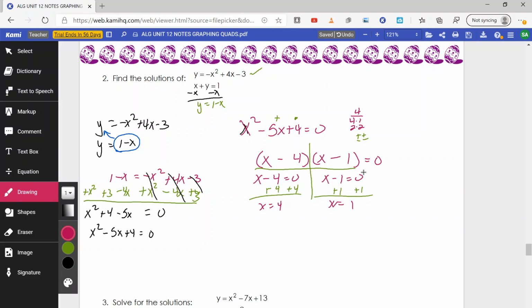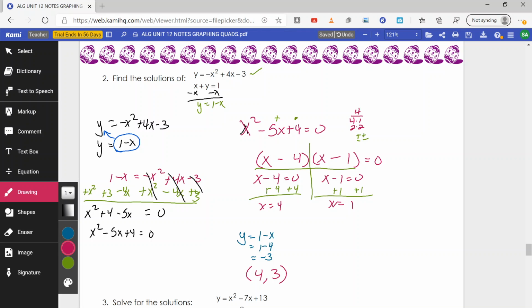So this means I'm going to have two answers. One is going to have an x value of 4. The other is going to be an x value of 1. So what I want to do is use my linear equation that we came up with, y equals 1 minus x. In this case, x is 4. So 1 minus 4 gives me negative 3. So this means when x is 4, y is negative 3.